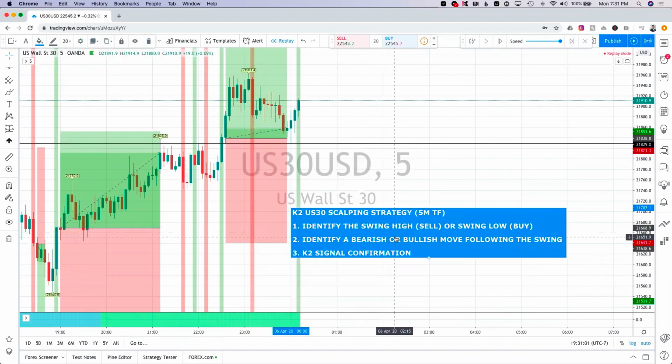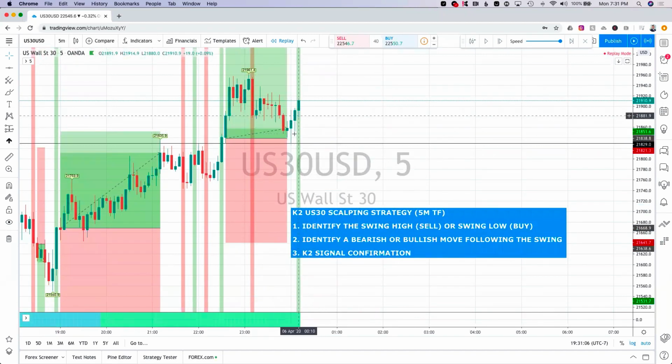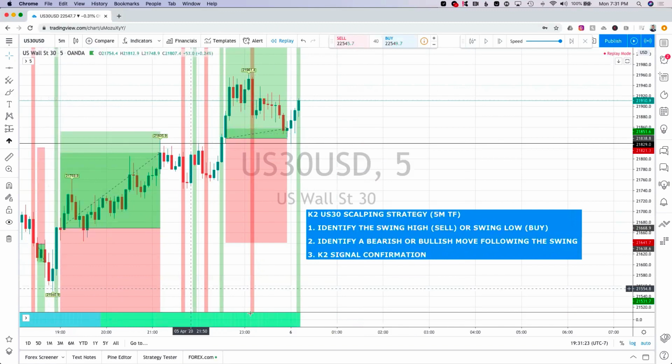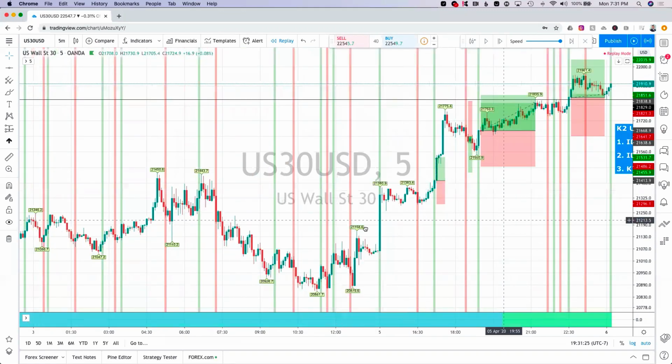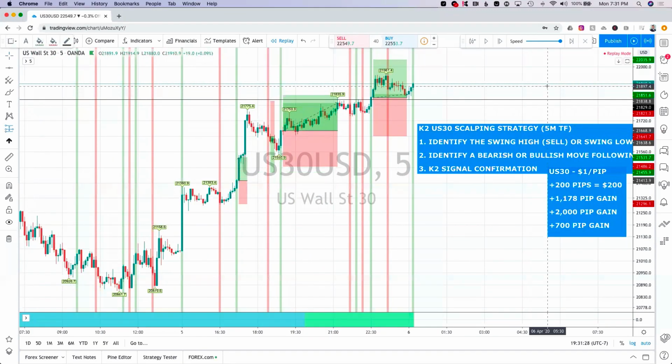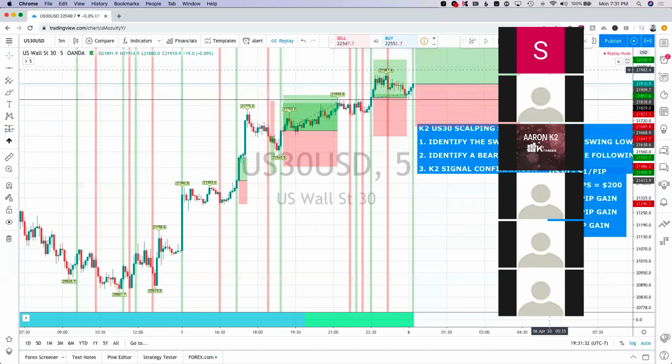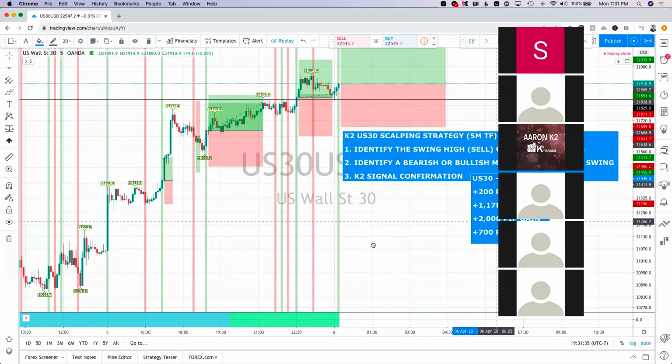Next, you want to identify a bullish move following it. So after this swing low right here, you identify this bullish move right here. There's three bullish candles. So that's a clear bullish move right there and straight up, no pullbacks at all. And lastly, you just want to confirm the K2 signal giving you a momentum swing upwards. So right here, you zoom out. You enter your long position right here. And then do the same exact thing that we did earlier.